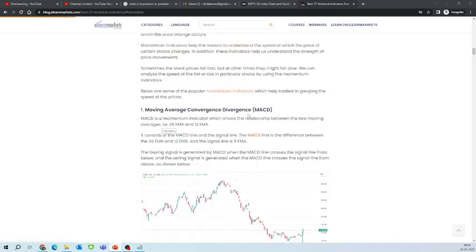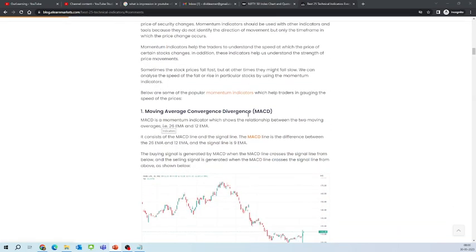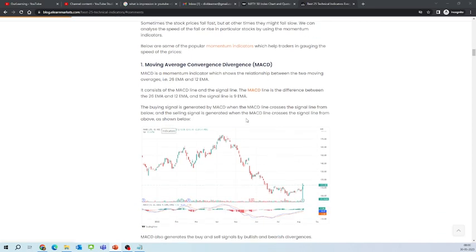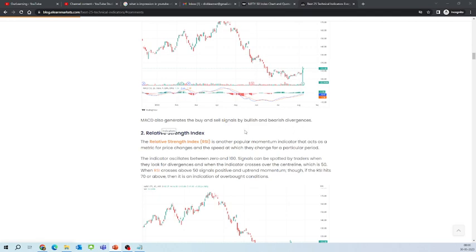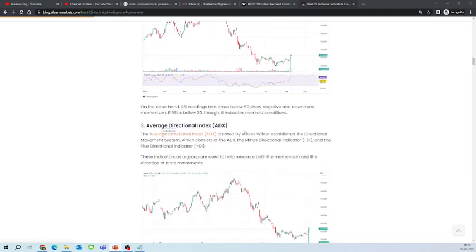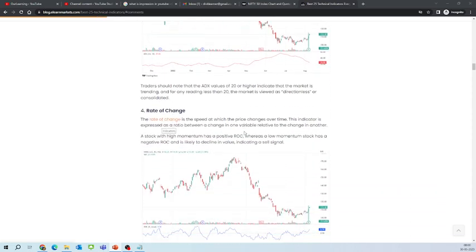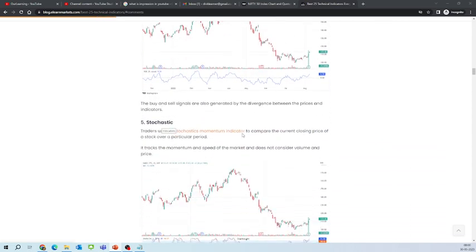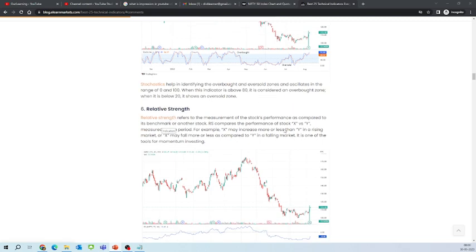indicators. We started with the momentum indicators: moving average convergence divergence, the MACD indicator, then relative strength index, average directional index. Then we talked about rate of change. We talked about stochastic, and now we'll be talking about the relative strength. These are good technical indicators.